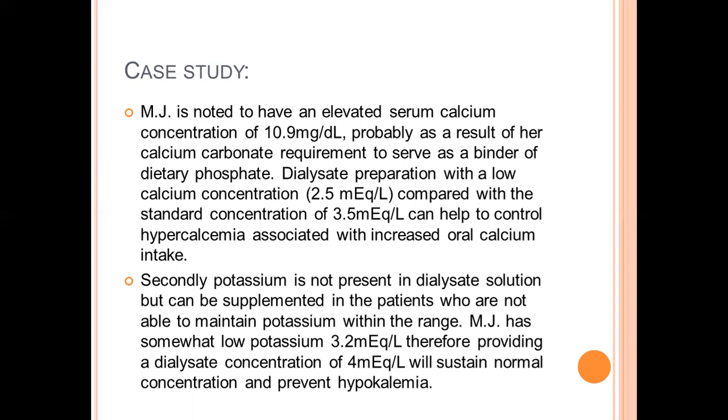Secondly, potassium is not present in dialysis solution but can be supplemented in patients who are not able to maintain potassium within the range. MJ has somewhat low potassium, 3.2, therefore providing a dialysate concentration of 4 will sustain normal concentration and prevent hypokalemia.